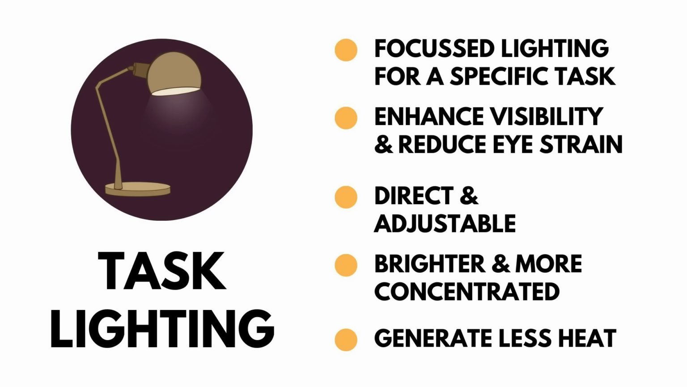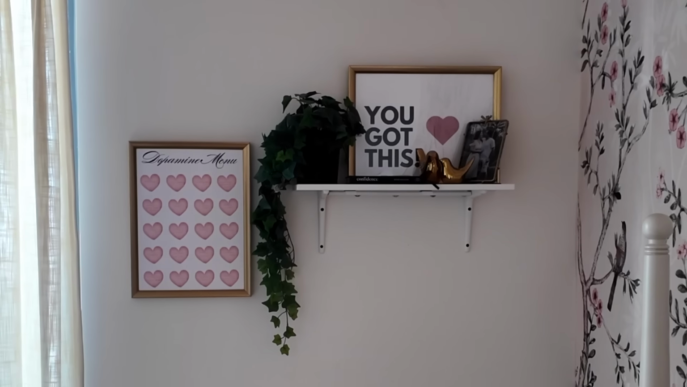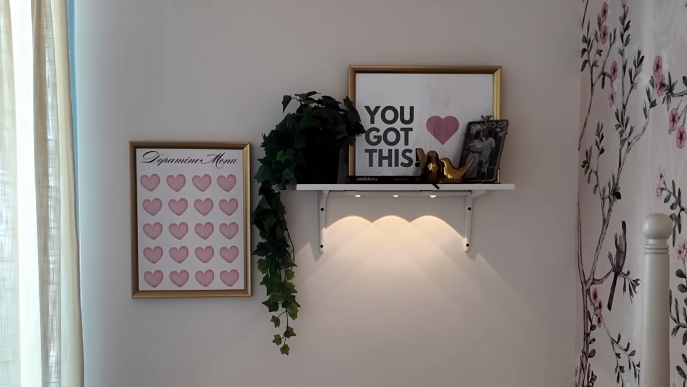Task lighting is done for focused lighting for a specific task like reading, writing, eating, etc. It enhances visibility and reduces eye strain, direct and adjustable, and brighter and more concentrated, and it generates less heat. Now, since you don't have false ceiling, you can use your wall points, you can even put a lot of table lamps for reading, etc. purposes. And also, if you don't have enough electric points, you can actually go for sensor lights, which can be stuck onto your shelves or inside your wardrobes and stuff like that.